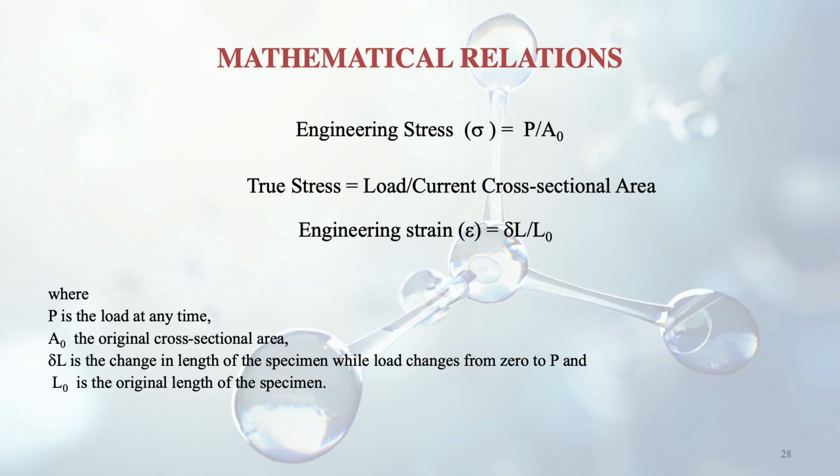As I told you, P is the load. In these equations, A naught is the original cross sectional area and delta L is the change in the length of the specimen. That is about the engineering strain, which can be represented by delta L by L naught. Delta L is the change in the length of the specimen while the load changes from 0 to P, and L naught is the original length of the specimen. So this is about engineering stress and engineering strain.